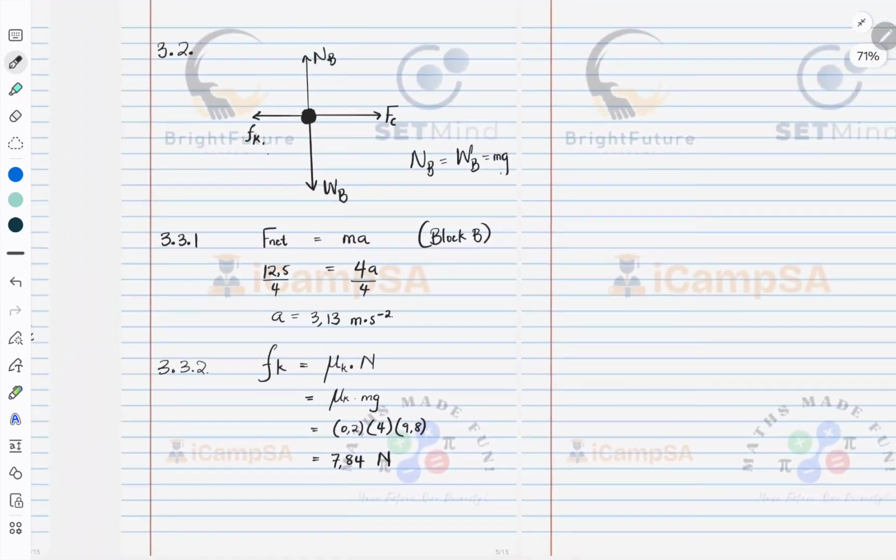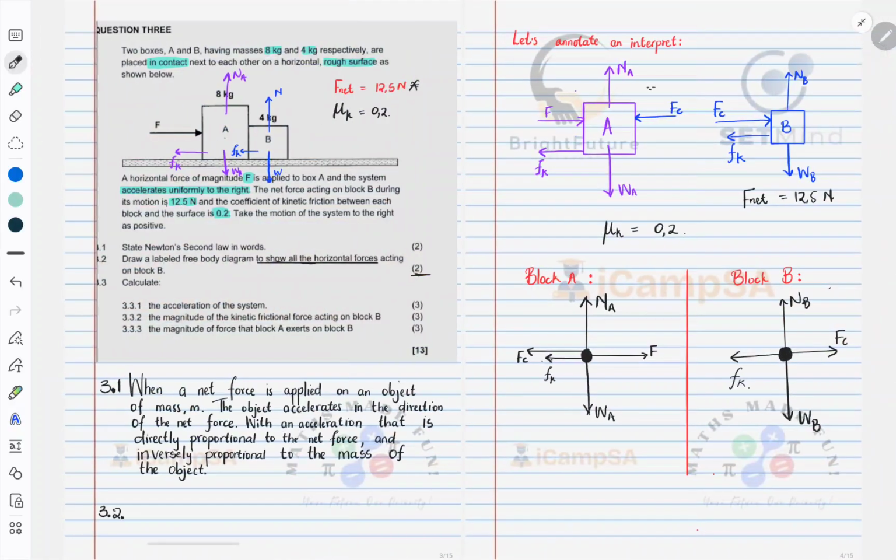Good. Is it for the 8 kilogram block? Oh yes, it's for the 4 kilogram block. So that's fine. We are good. We are doing very well there. And now we continue to the last question.